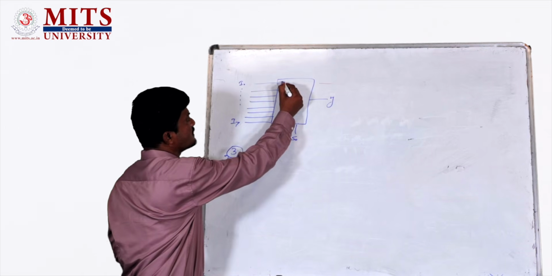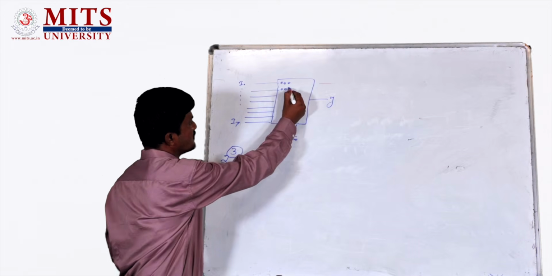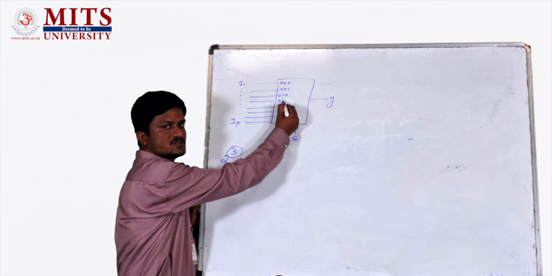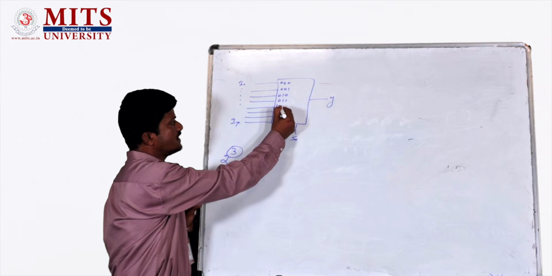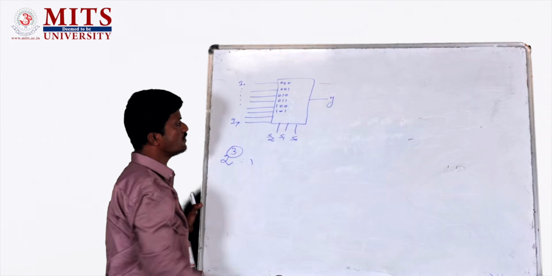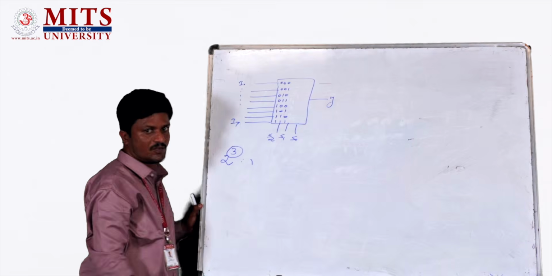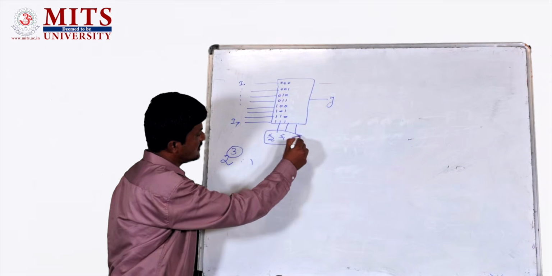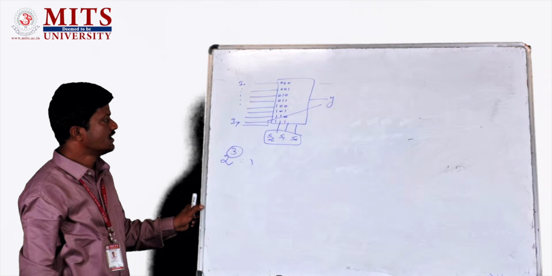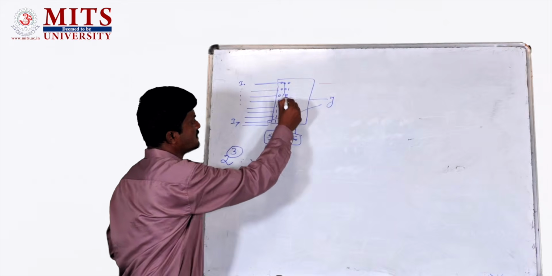So the first combination is 0, 0, 0. The second one is 0, 0, 1, and then the third one is 0, 1, 0. Fourth one is 0, 1, 1. Fifth one is 1, 0, 0. Sixth one is 1, 0, 1. Then the seventh one is 1, 1, 0, and the eighth one is 1, 1, 1. When all the selection lines are high, then the output is I7. When all the selection lines are 0, then the output is I0.